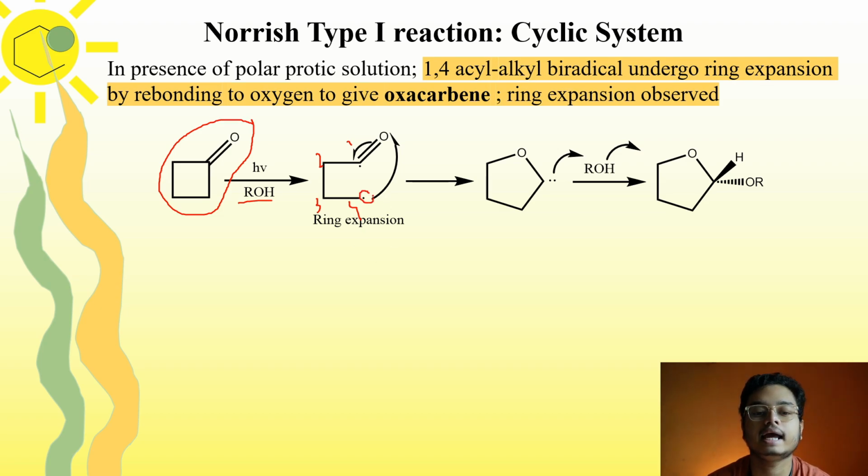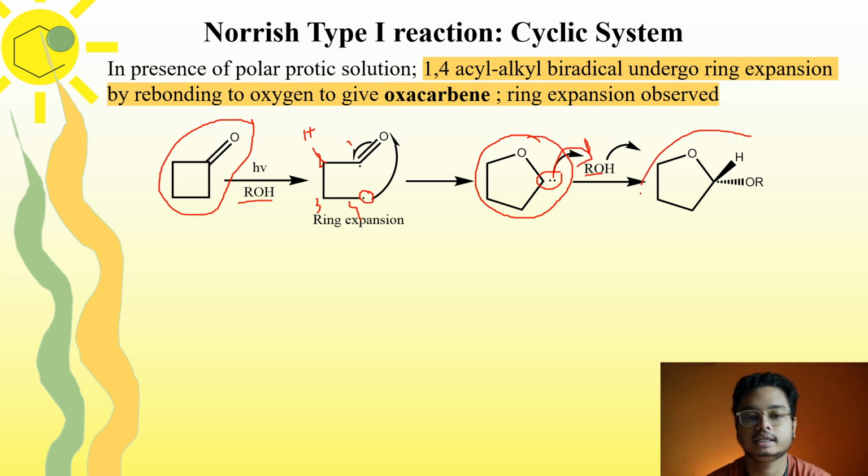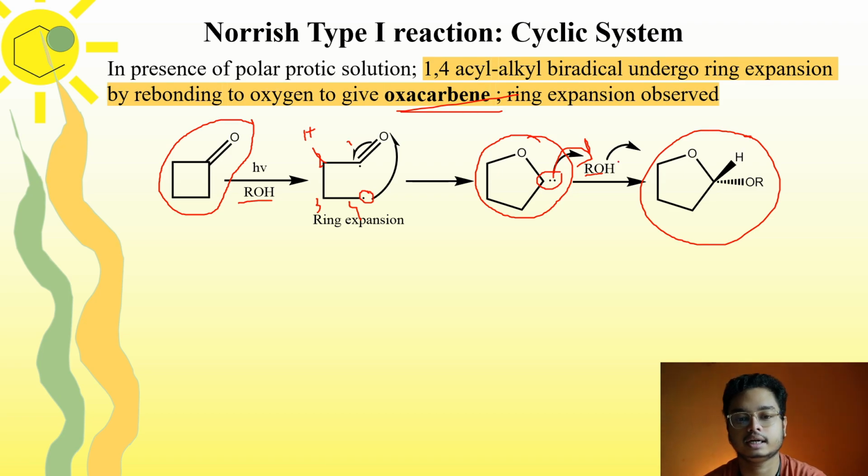But in this particular case, when this type of 1,4-acyl alkyl biradical is generated, actually a ring expansion occurs. That means this particular alkyl radical is here not taking this particular acyl hydrogen. Moreover, it will attack the oxygen center and make this type of system, where ring expansion takes place, and a carbene type of system is generated. This is called the oxacarbene. Now, this carbene center attacks the solvent in a nucleophilic substitution to generate this type of compound. This compound is very, very interesting, and you have to remember that particular reaction.